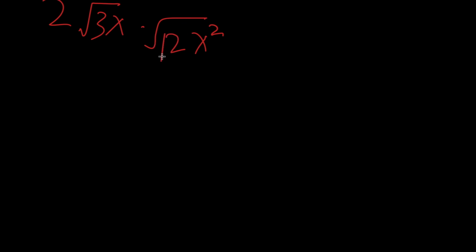So let's say we had 2 times the square root of 3x times the square root of 12x squared. Okay, so I want to simplify this.